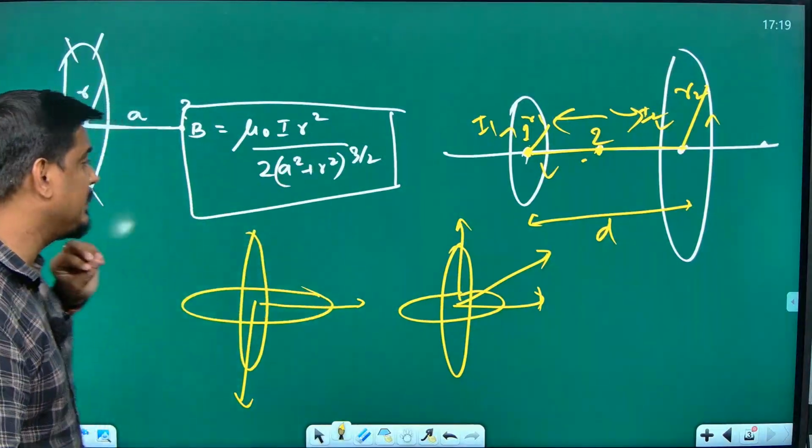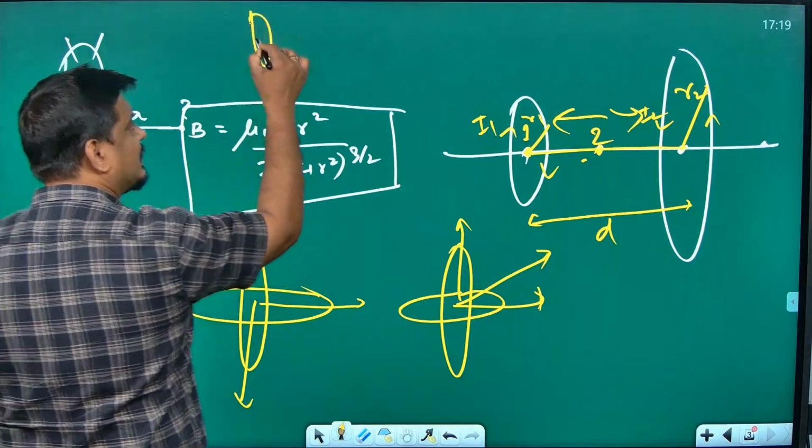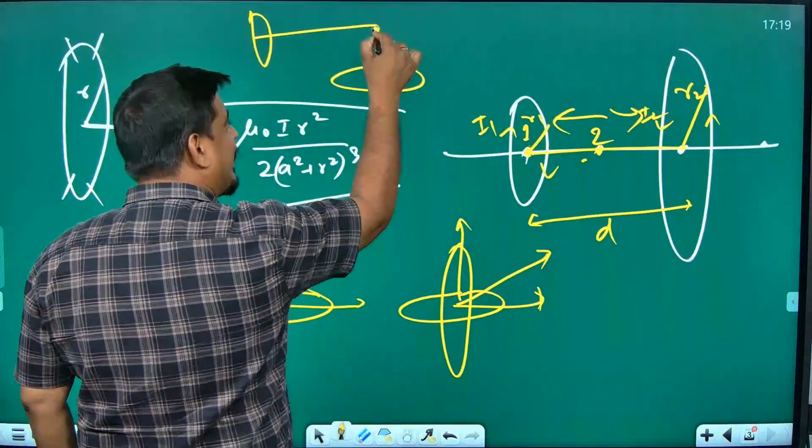Another question that I have seen in the board exam is like this. One coil like this, another coil like this. They are finding the magnetic field here.